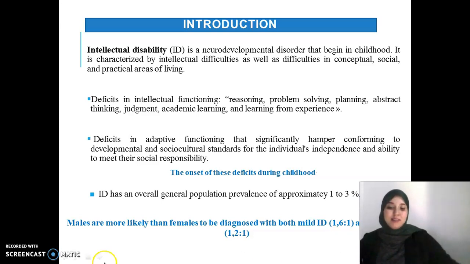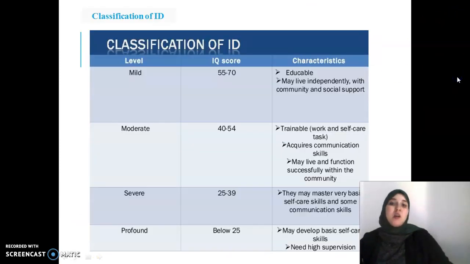Severity of ID is based on the levels of intellectual functioning. We distinguish 4 levels of ID. Mild ID, when the intellectual quotient score IQ is between 55 and 70. Moderate ID, when the IQ is between 40 and 54. Severe ID, when the IQ is between 25 and 39. And profound ID, when the IQ is less than 25.